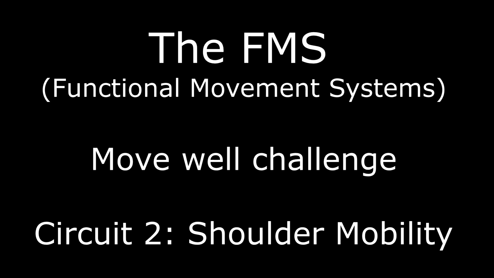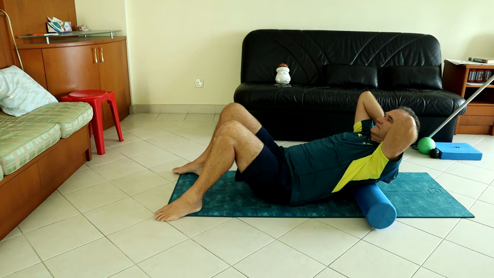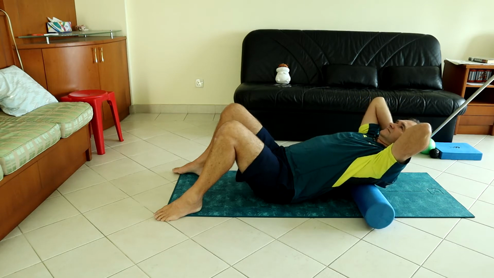Functional movement systems. Move Well Challenge. Circuit 2. Shoulder mobility. Scapular stability depends on thoracic mobility.